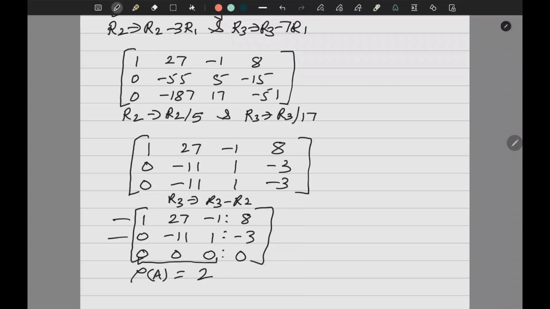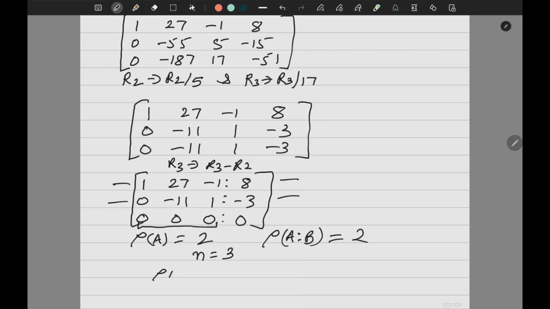And what is the rank of the augmented matrix? If I observe rank of [A|B], in [A|B] also I have 2 non-zero rows. So this is also 2. Now when these two are equal, rank of A is equal to rank of [A|B], we have a solution. It is a consistent system. Okay, but what is n here? n is equal to 3. So what is happening? The rank of A is equal to rank of [A|B], which says that it is consistent but it is less than n. So you have infinite solutions.